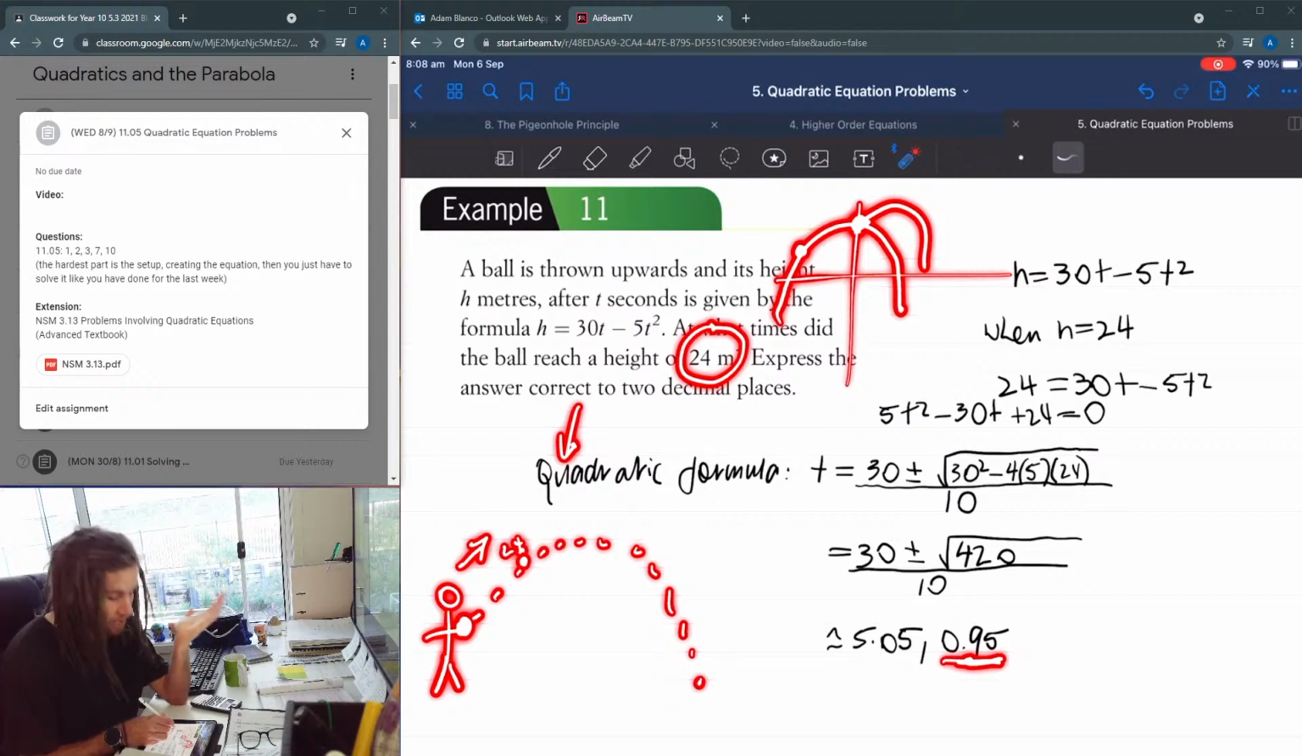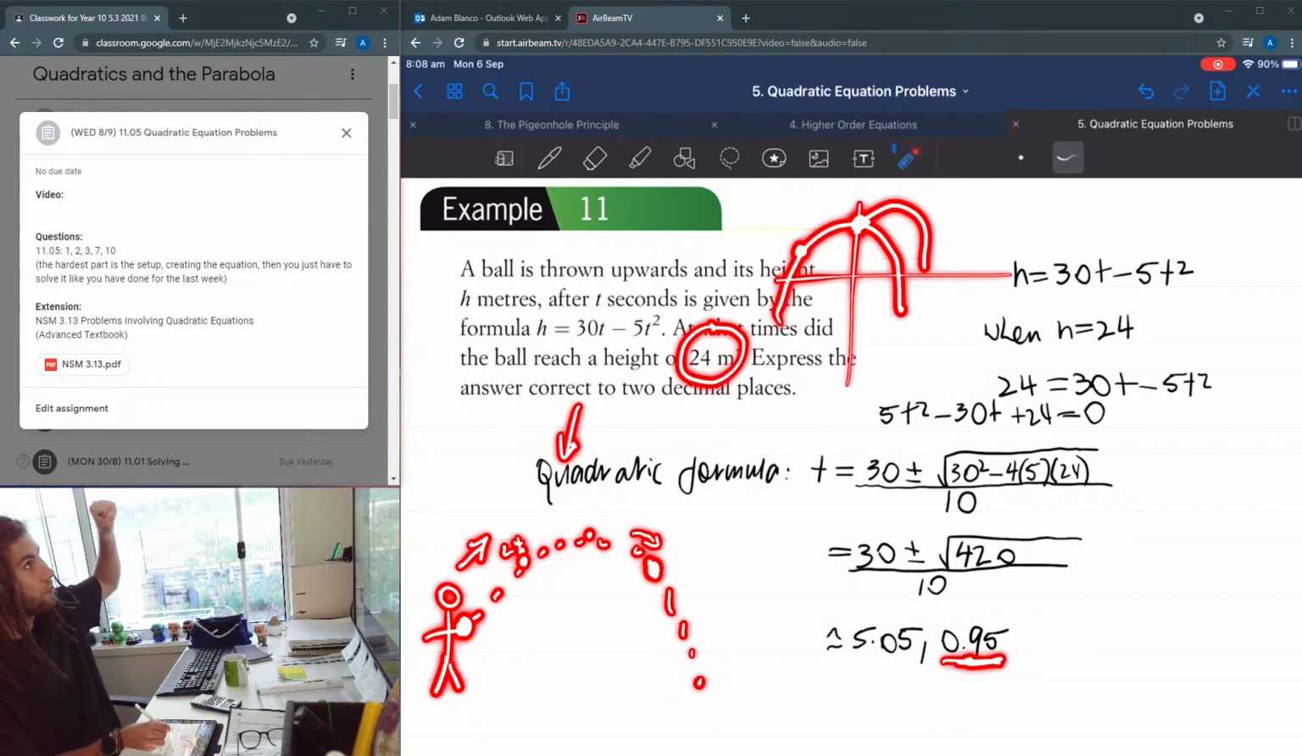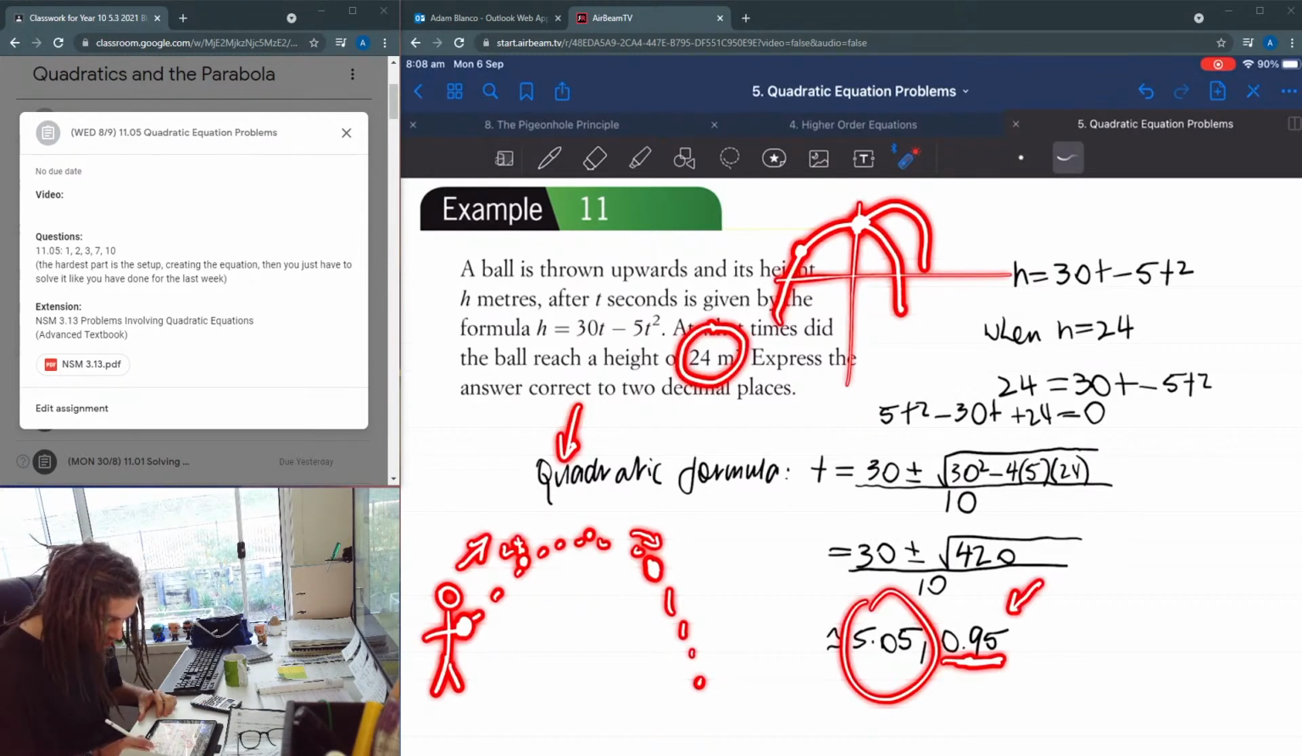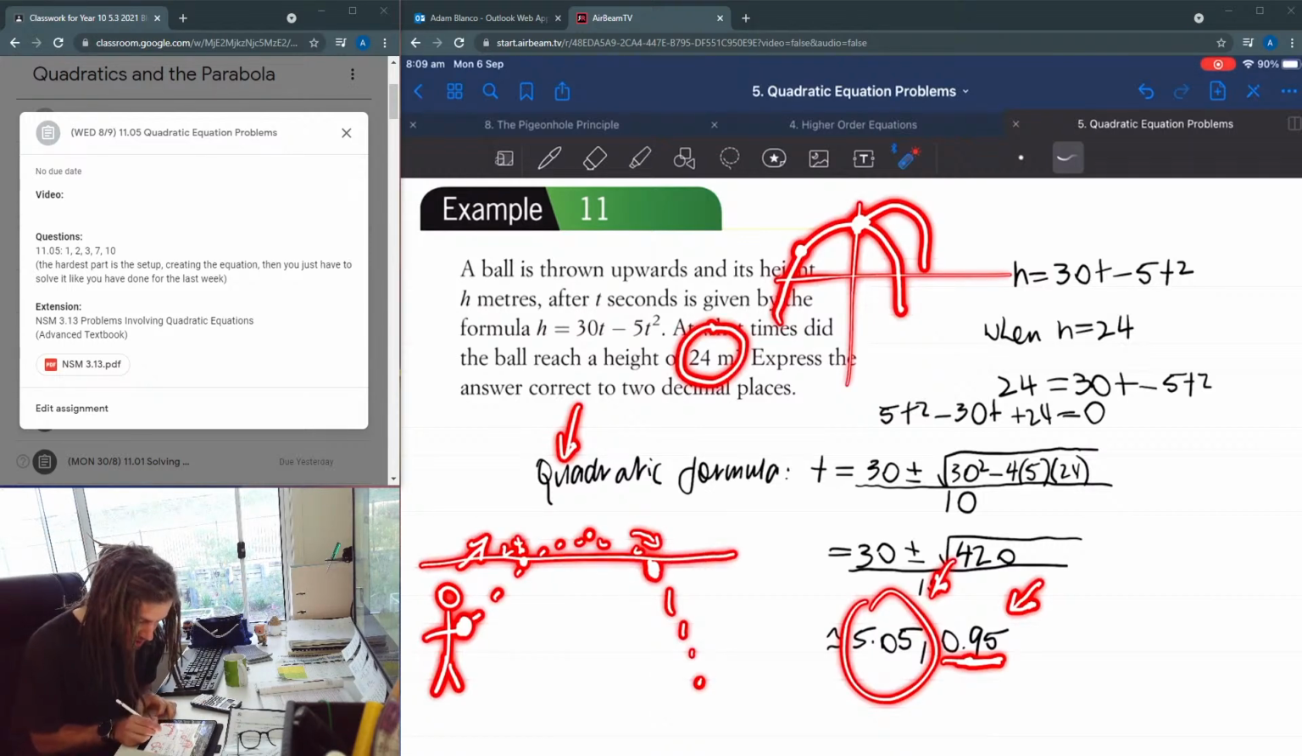Maybe he throws it 30 meters. So maybe it gets to 30 meters, and then it comes down again, and it reaches 24 a second time. So he's thrown it, it's gone up, reached 24, it's gone a little bit higher, and then come down, and it's gone to 24 meters again. So that's why I've got two values. After 0.95 of a second, he throws it up to 24, and then after it's reached its maximum height, it starts coming down, and after 5 seconds, it gets to 24 meters again. So that's kind of what that's saying.